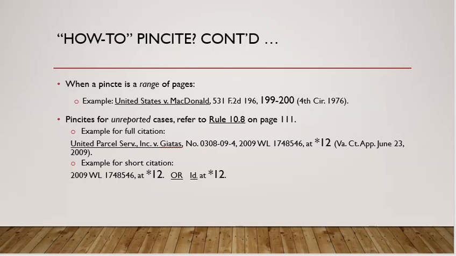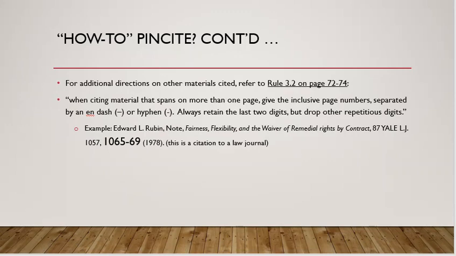Now, applying Pincites for unreported cases follows the same concept as a reported case, except you will add an asterisk before the exact number, as shown in the example on the slide. The same goes for referencing Pincites for the short form case citations as seen on the slide as well. For Pincites for unreported cases, refer to Rule 10.8 on page 111.